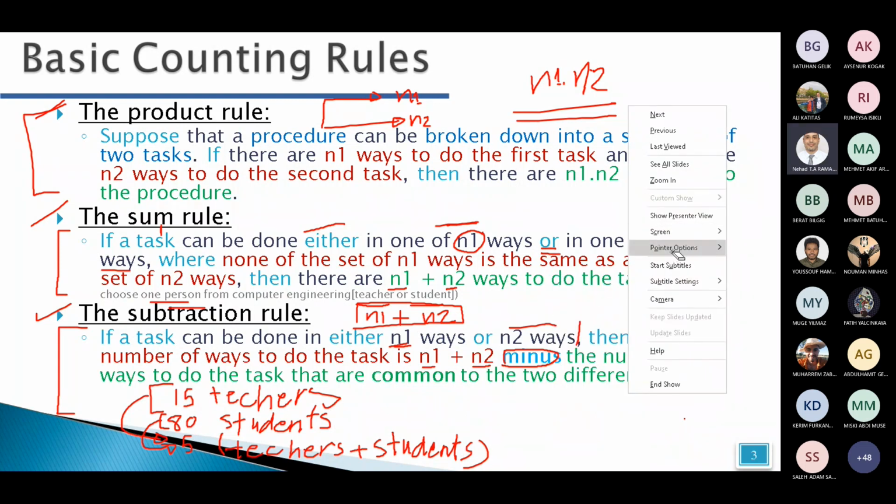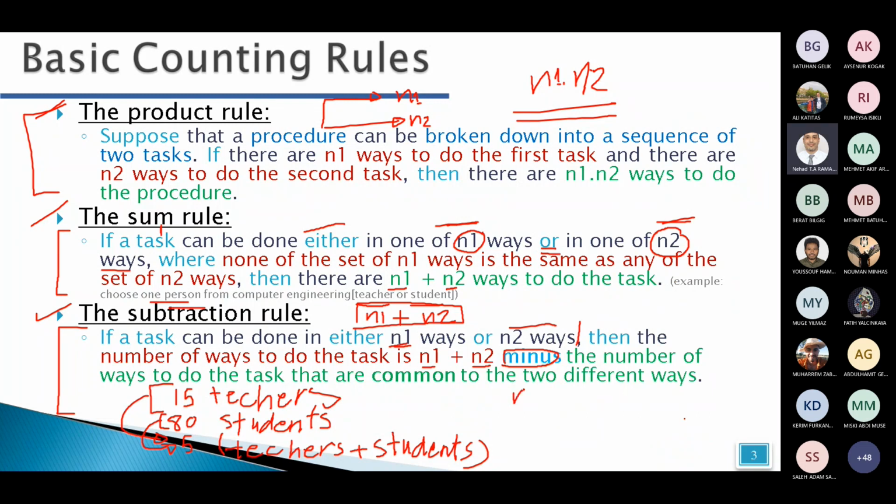So the rule will be like this: N1 plus N2 minus N1 intersect N2. We will take it by examples and in detail all, okay? I just make like an overview here. So N1 means we need to select one from the computer engineers. This is the example here.